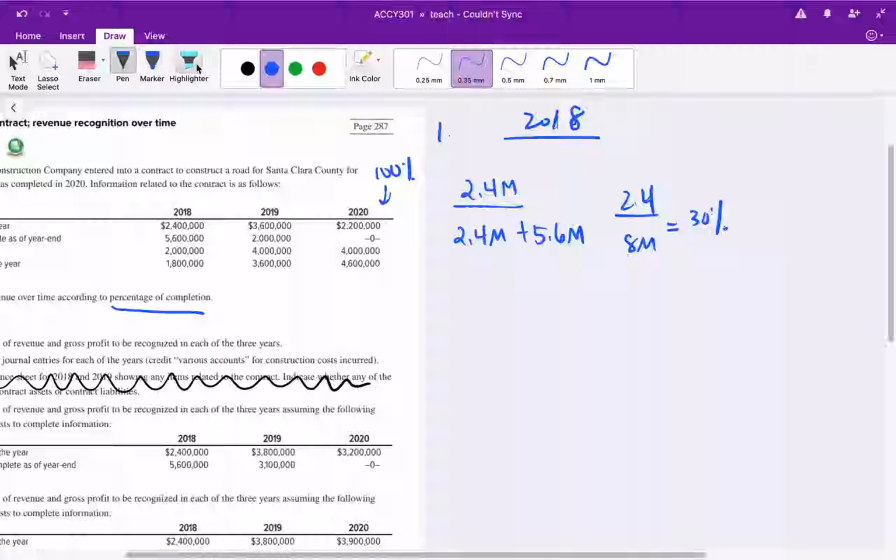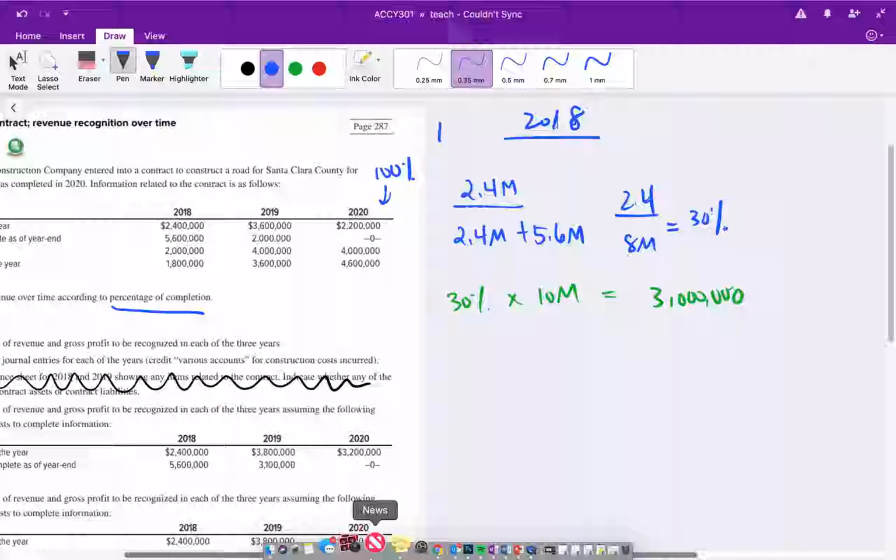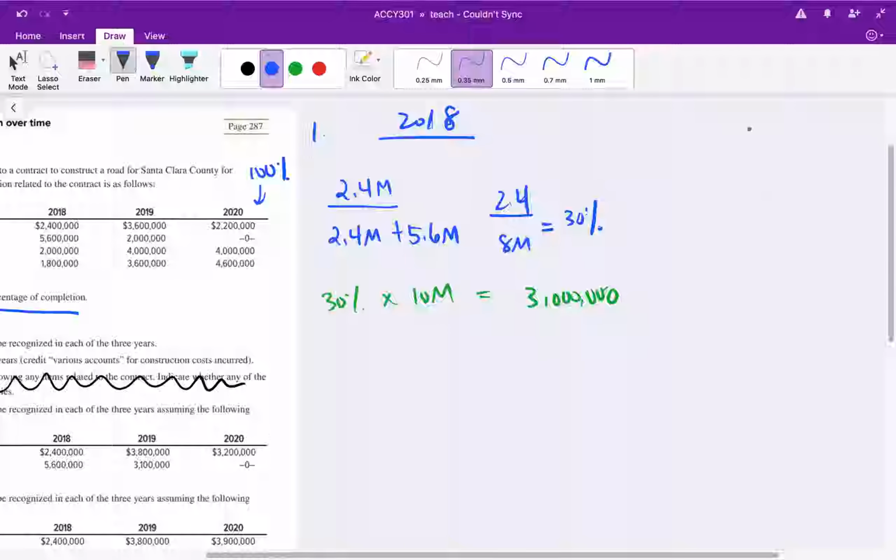And so we're going to multiply this 30% by the total revenue that we would receive, which is 10 million, and we would recognize 3 million of revenue in 2018. And then we can use the same process to figure out cost and revenue for 2019.